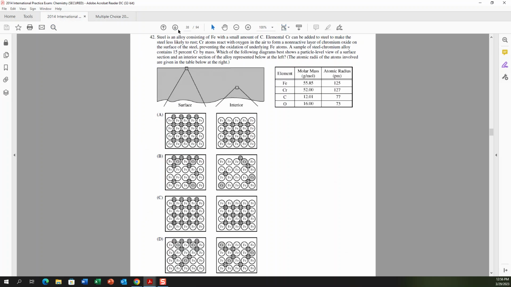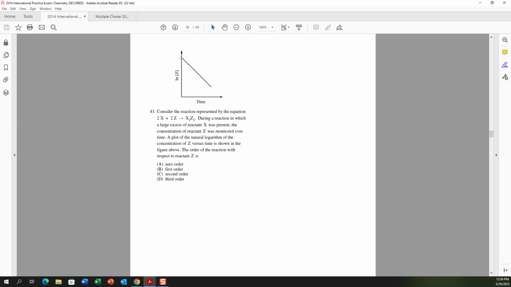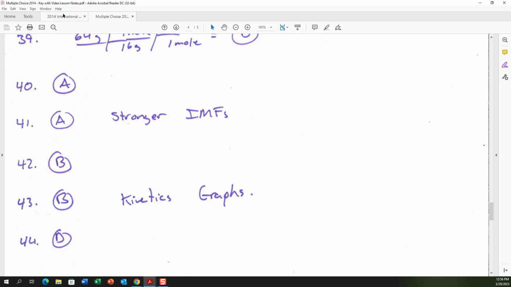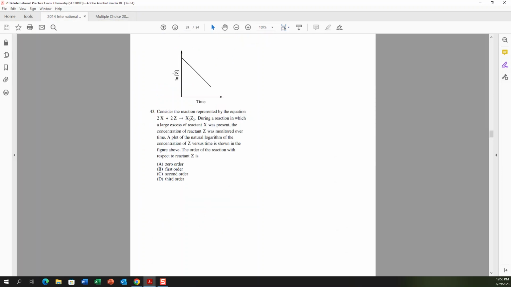All right, so let's go to 43. Remember, if natural log of concentration versus time gives you a straight line, you know you have first order kinetics. So Z is first order. And look at the question: the order of the reaction with respect to Z is first order, B. So just remember our kinetics. If this had been a straight line but it was just concentration versus time, that would be zero order. If this was a straight line and it was 1 over the concentration of Z versus time, that's when you have second order. But the natural log of concentration versus time giving you a straight line means that reactant is first order.